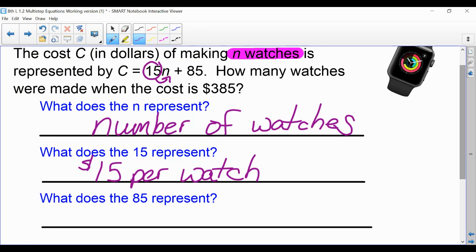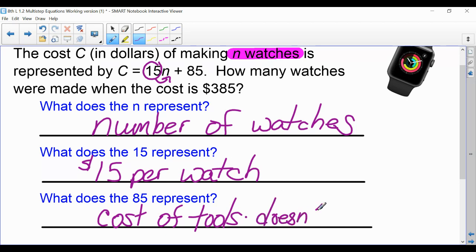And then what does the 85 represent? So the 85, again, that's a constant. It doesn't change, right? So you may need some tools to put together the watches. You might need screwdrivers to screw all the little pieces together. So that would be, let's say, the cost of tools. Again, remember, that's something that doesn't change. Could be the cost of equipment, something like that.